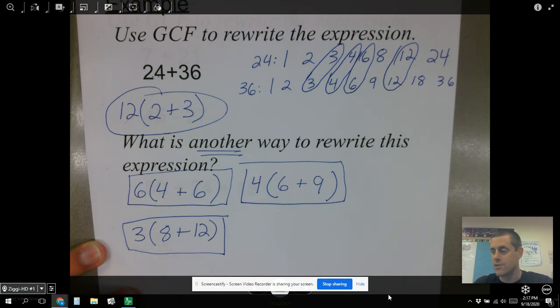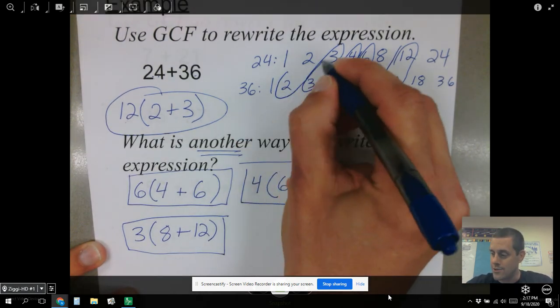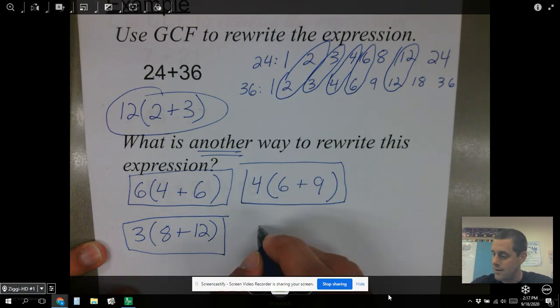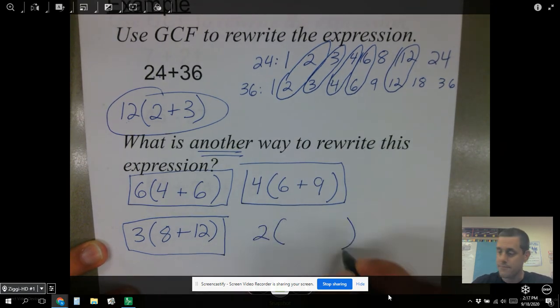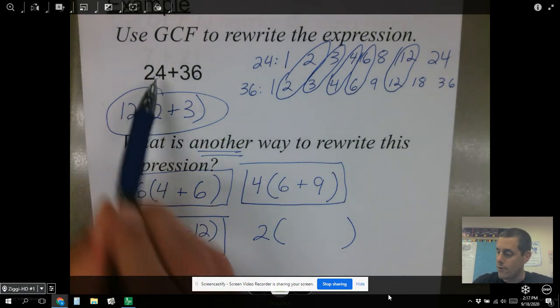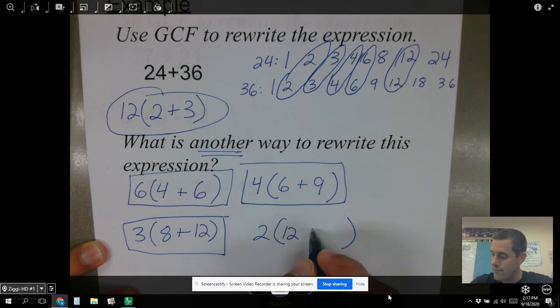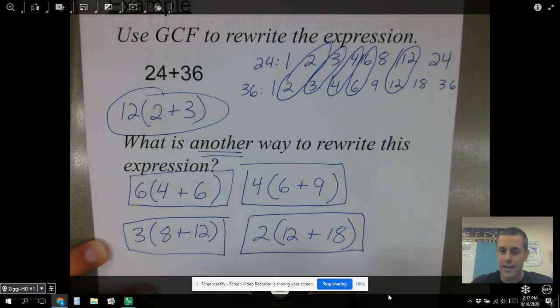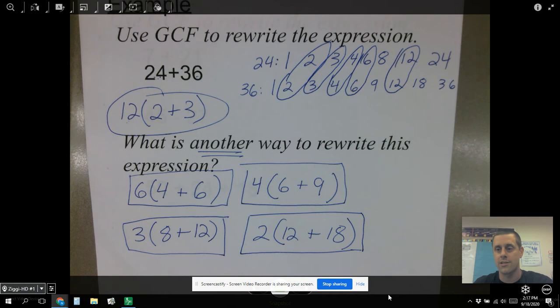And boys and girls, guess what? Yeah, you saw it. There is another common factor that we could factor out of this expression. I could factor out a 2. If I do that, 24 divided by 2 is 12, plus 36 divided by 2 is 18. So 2 times the quantity of 12 plus 18 is a fifth way to factor that expression.